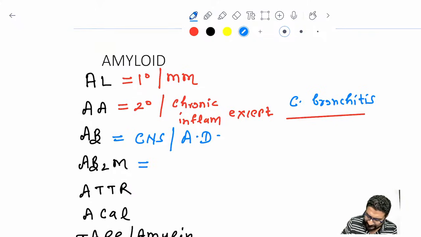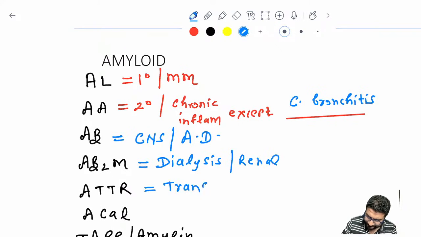A beta 2M, understand? This is also called dialysis associated amyloid or renal amyloid. ATTR, TR means transthyretin. Transthyretin. So this is amyloid that we see in heart, in heart, especially restrictive cardiomyopathy.